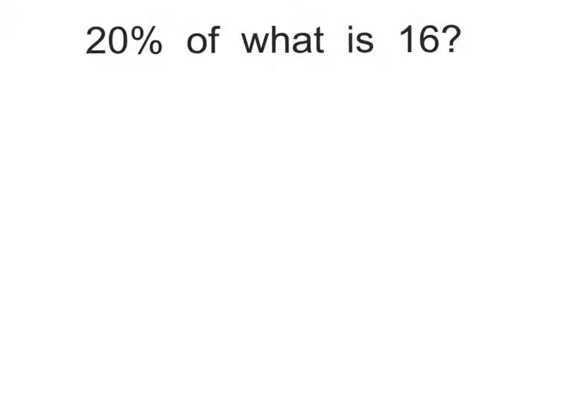Last example here, 20% of what is 16? We're going to take 20% and convert it to a decimal, which would be 0.20. We don't need the 0 at the end, so we're just going to write it as 0.2. "Of" is multiplication, "what" is n, our unknown, "is" equals, and 16 is just 16. So this is the equation that we get out of this question, and now we're going to solve it for n. n is not by itself because it's being multiplied by 0.2. So in order to solve for n, we're going to divide both sides by 0.2.